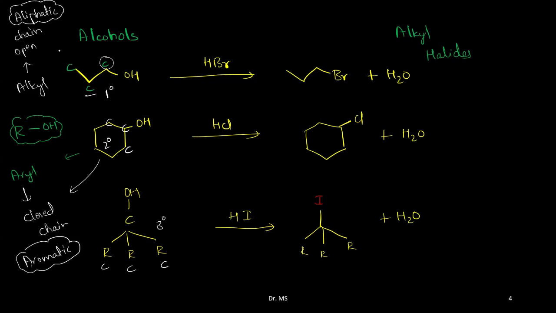So what is aliphatic? The carbons which are open chain, we call aliphatic. They are also called alkyl, or alkanes. Whereas the aromatic compounds, all those closed chains, we call aromatic. It can also be called aryl.